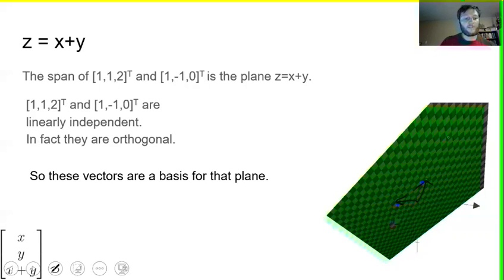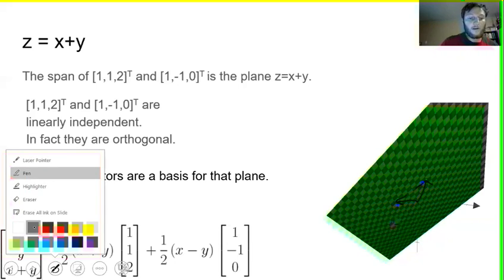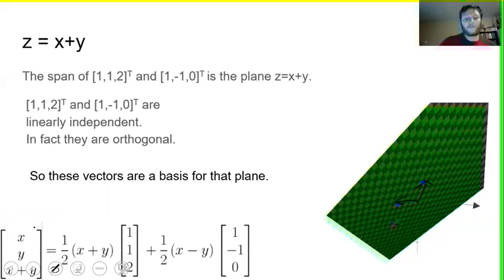And then just to see that we can in fact write any vector of the form x, y, x plus y, just an arbitrary vector on the plane z equals x plus y, we can actually write it as a linear combination of (1, 1, 2) and (1, -1, 0). You can check that this is true.